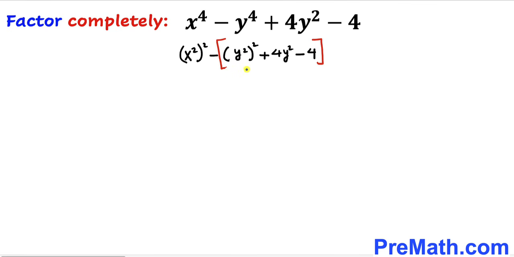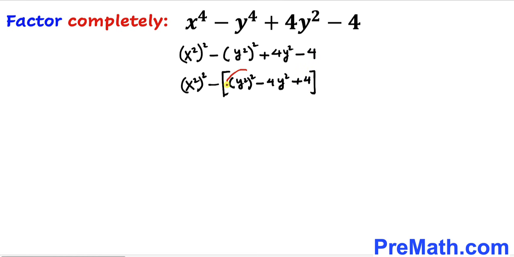So therefore this whole expression inside this bracket could be written as (y^2)^2, and this positive sign is going to become a minus sign for y^2, and this negative becomes positive 4. So therefore this expression could be written as (x^2)^2 minus, with the bracket, (y^2)^2 minus 4y^2 plus 4.